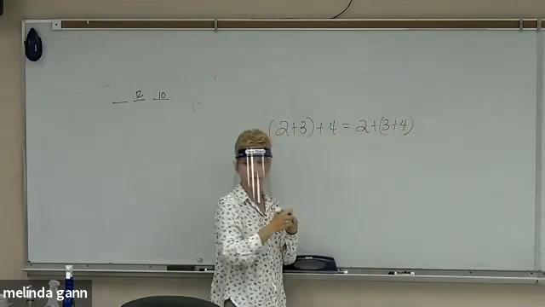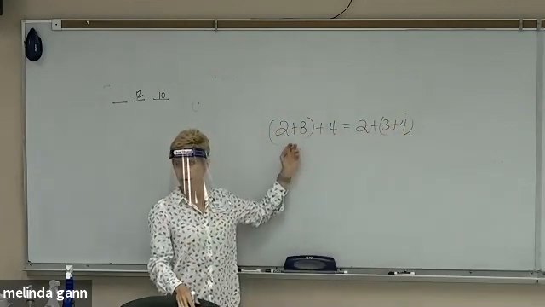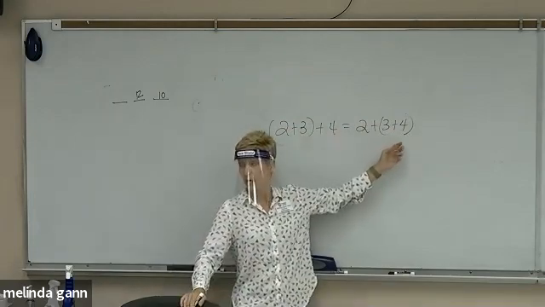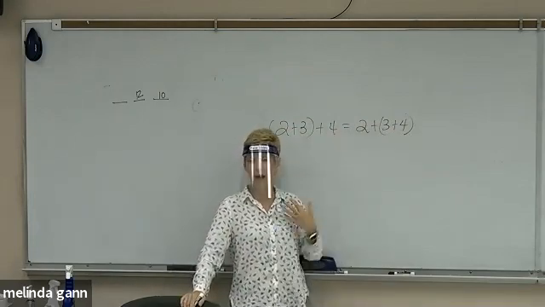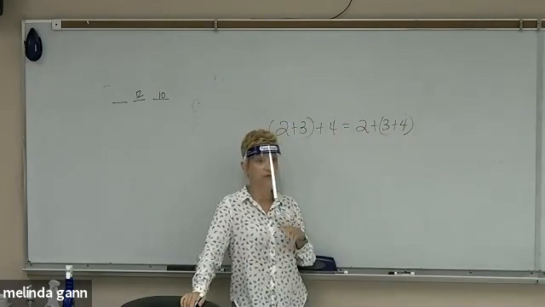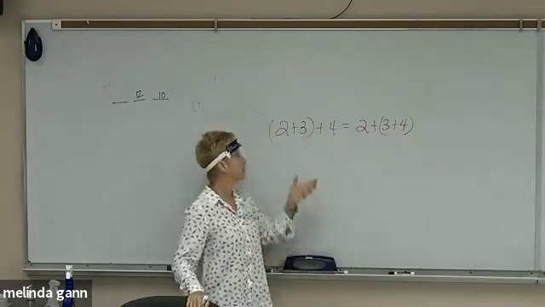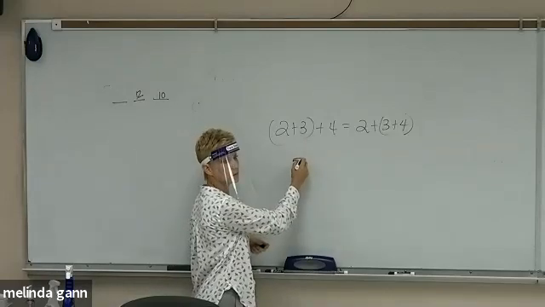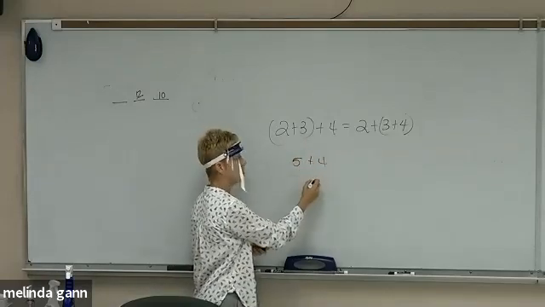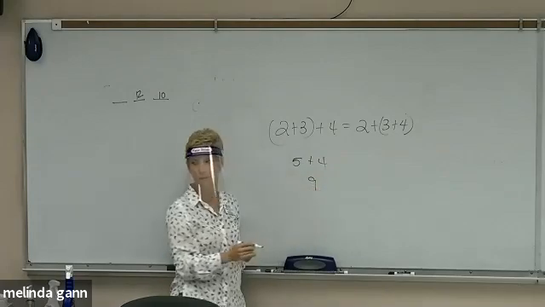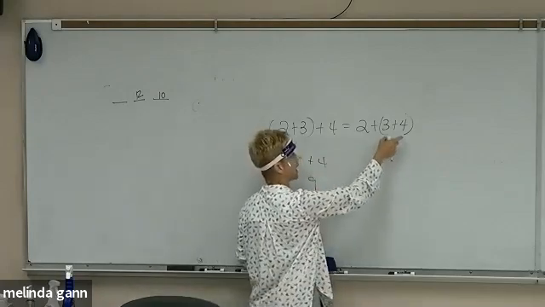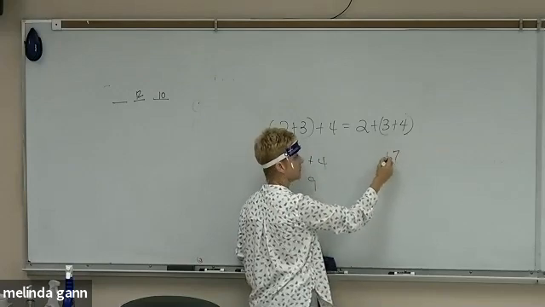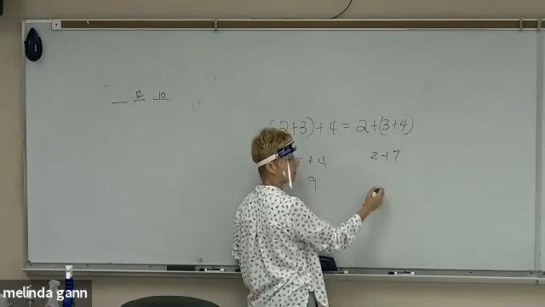All right, what's grouped together over here? What numbers? 2 and 3. All right, what's grouped together over here? 3 and 4. So you've got to follow your order of operations. You've got to do parentheses first. So this would force you to add the 2 and the 3 first, and you get 5. Well, then 5 plus 4 is what? 9. Now over here, you're forced to add the 3 and the 4 first, which gives you 7. And 2 plus 7 also gives you what? 9.